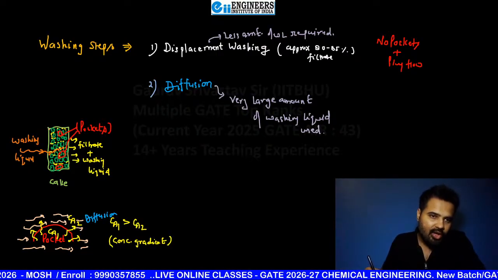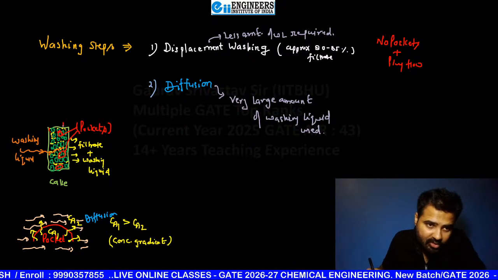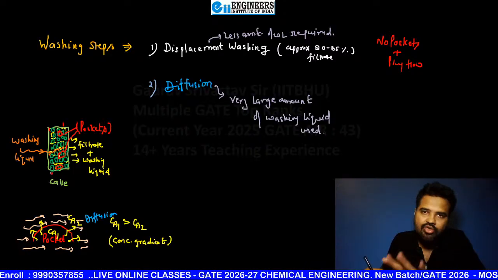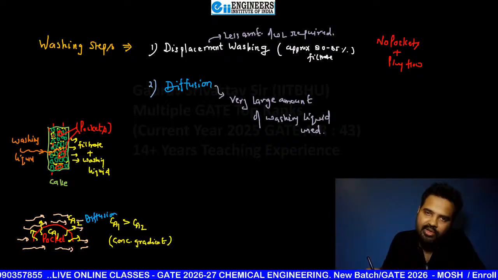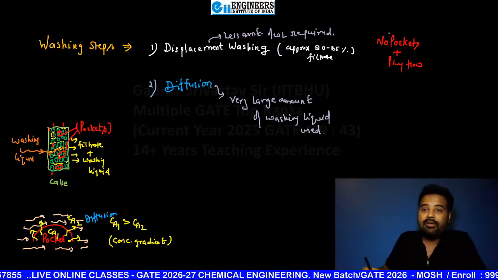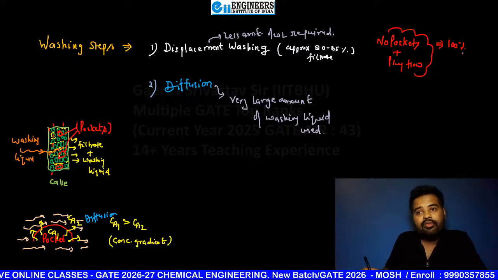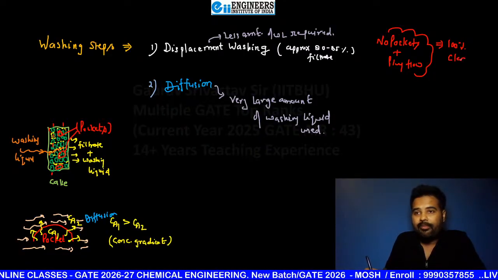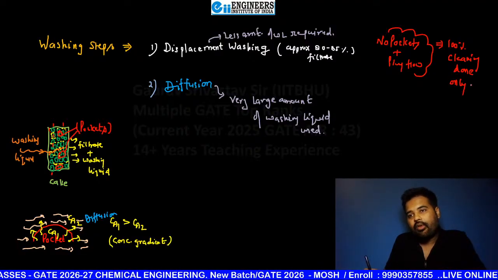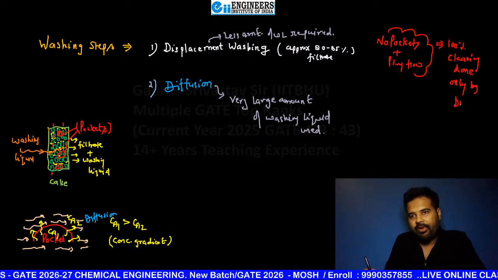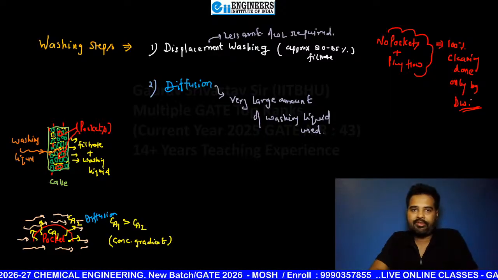Plug flow means all the washing water is traveling in the same manner. Washing water is not present only up to this distance here and up to that distance there; this is not the case. If it is up to this distance here, here also, and here also up to this distance, this is plug flow. And if this is the case, then you are able to remove 100%, 100% cleaning is done, only by displacement washing. Yeah, but a simple diffusion occurs.